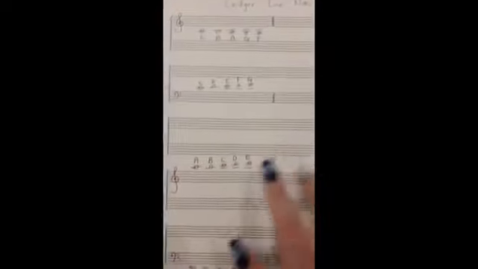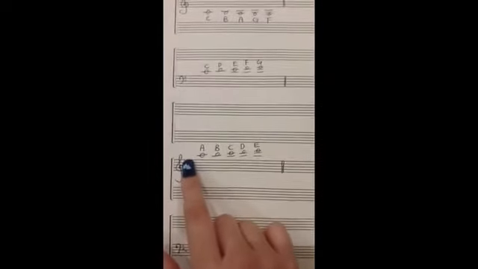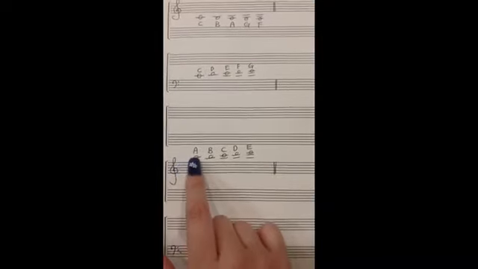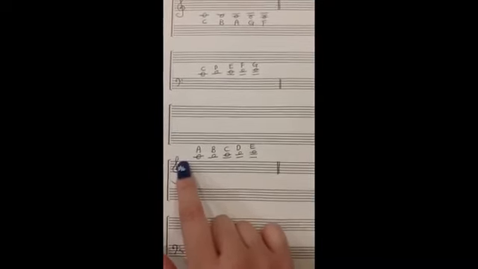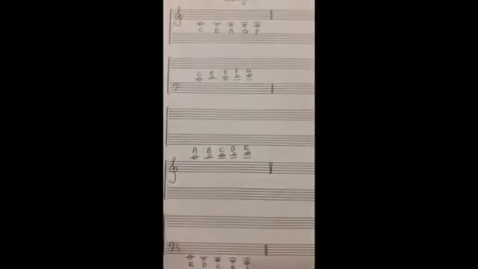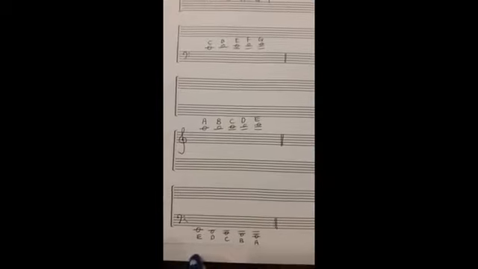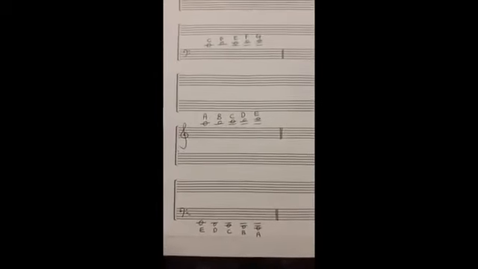Now, treble clef, you know that top one in ledger line notes is A, but that line note will be F. So F, G, A, B, C, D, E. Now, bass clef, that's E, D, C, B, A.